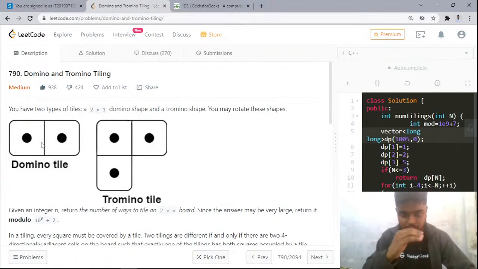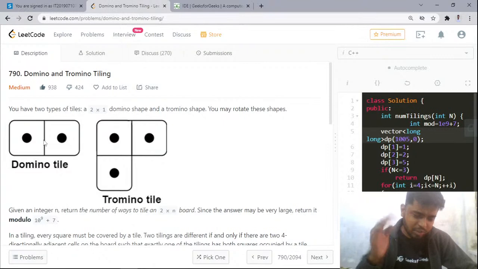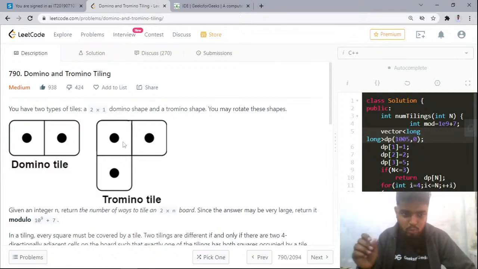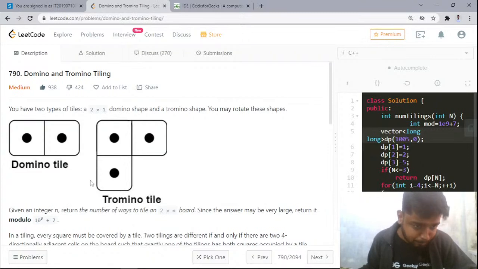What is this domino tile? It looks like this. It can either be horizontal or vertical, either 2 cross 1 or 1 cross 2, depending on the situation. You can change it to whatever you want. And this is the tromino tile. In the upper part you have 2, and in the lower part you have 2, but there is one missing. So it is something like a 2 cross 2 grid where one part is missing. And you can obviously rotate their shapes in any direction, any number of times, to make them fit.